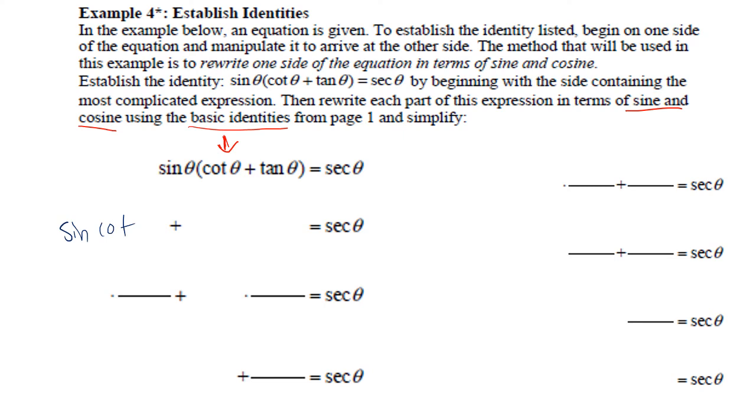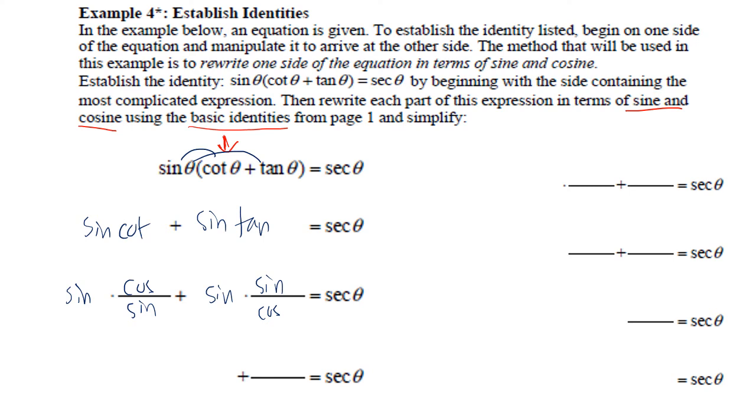So I do not write it all the way through. I write it in the very end. You can do if you choose to. So we have sine times cotangent because I distribute, and we have sine times tangent. Okay, then I'm going to put cotangent and tangent in terms of sine and cosine. Well, cotangent is the same thing as cosine over sine. Tangent is the same thing as sine over cosine.